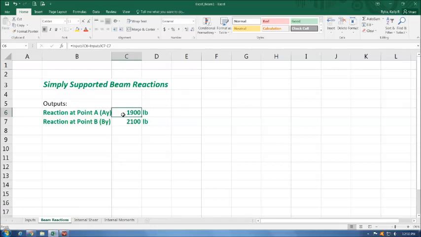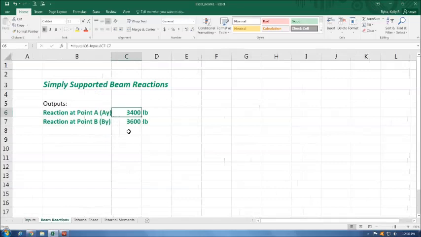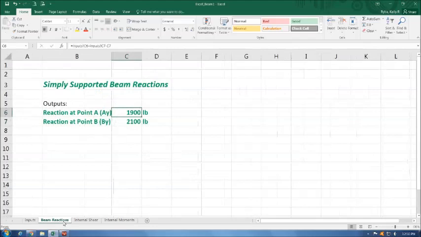Okay. Now, let's just make sure. Let's check. So let's say I change something up here where maybe I change the magnitude of my force to 2,000. Okay. And the other force to 5,000. I want to make sure that this updates over here, and it did. You could check the numbers additionally to see if it actually is, but that's really the purpose. Okay, I'm going to put my 1,000 back in place and my 3,000. All right. So those are my beam reactions.